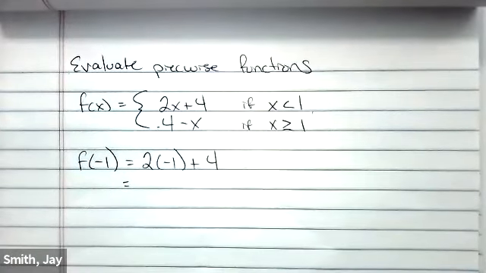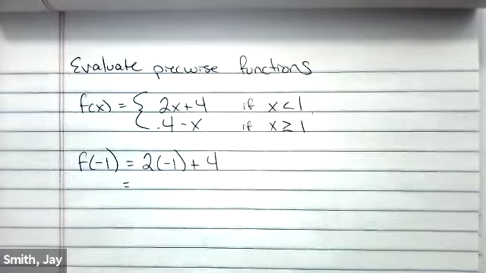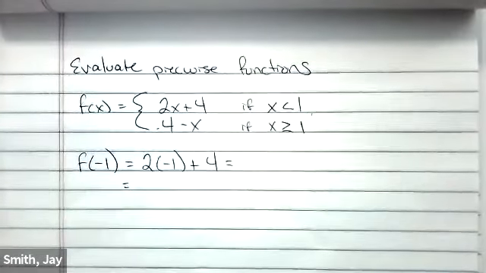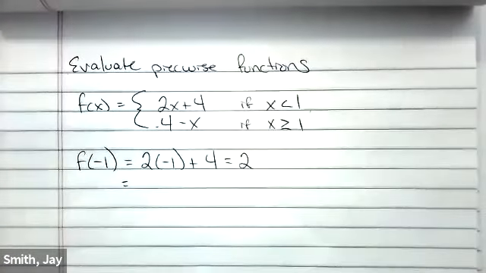So here, this will be 2 times -1 plus 4. We know 2 times -1 will be -2. -2 plus 4 will be +2. So f of -1 is +2.